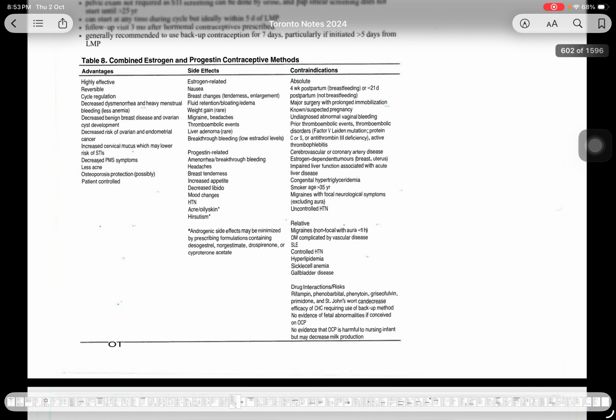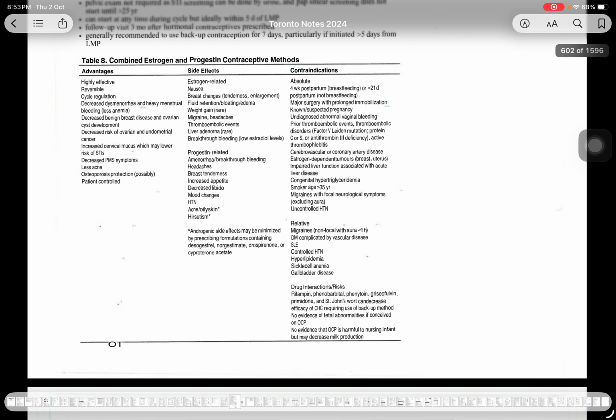Androgenic side effects may be minimized by prescribing formulations containing desogestrel, norgestimate, drospirenone, or cyproterone. So these are different formulations which have less androgenic side effects. But in general, I have seen patients using the new formulations which I've just mentioned here. They're really good for acne treatment and for controlling their cycles as well. So acne or oily skin can even be treated with these prescriptions that minimize androgenic side effects.